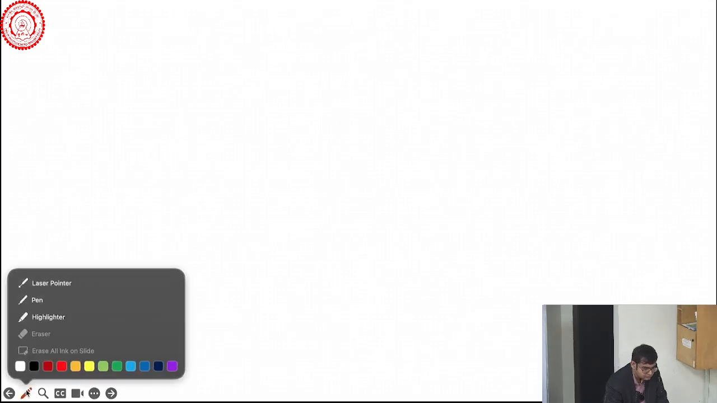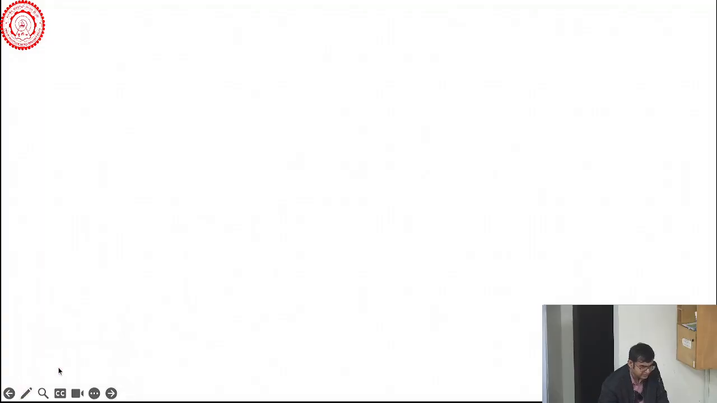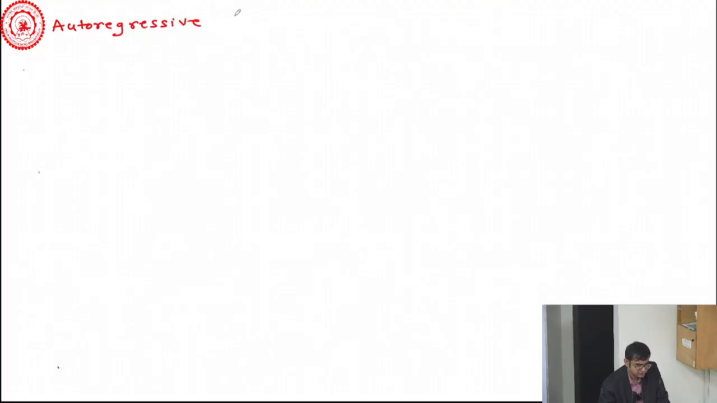So with that, let us start with a quick recap of autoregressive generative models. It has been one week because we did not have any lecture on Friday. So let us quickly recap that and then we'll proceed. A quick review of autoregressive generative models.